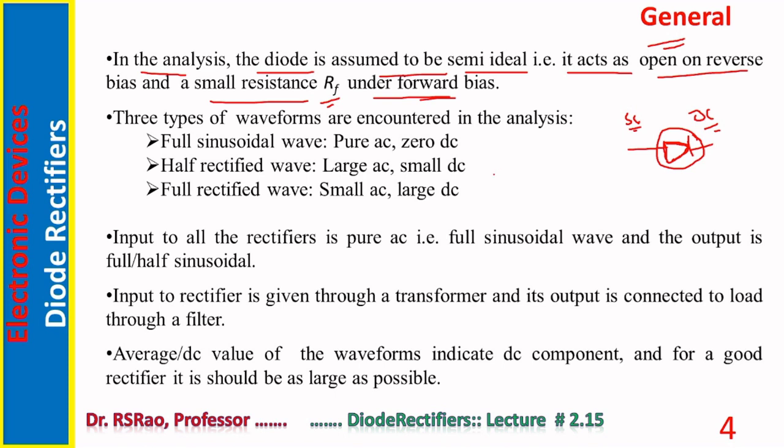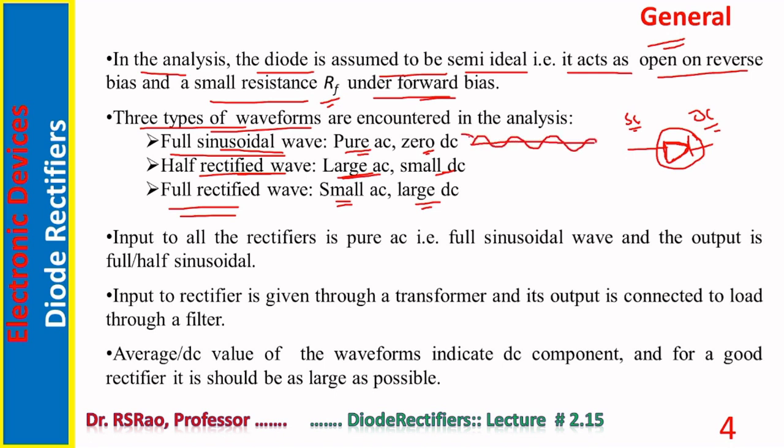In the discussion which we are going to have in the session, we encounter three types of waveforms: full sinusoidal wave, half rectified wave, full rectified wave. Full sinusoidal wave is a pure AC with no DC. Half rectified wave is associated with a large AC, small DC. Full rectified wave is associated with small AC, large DC. For better understanding, I sketch all the three waveforms.